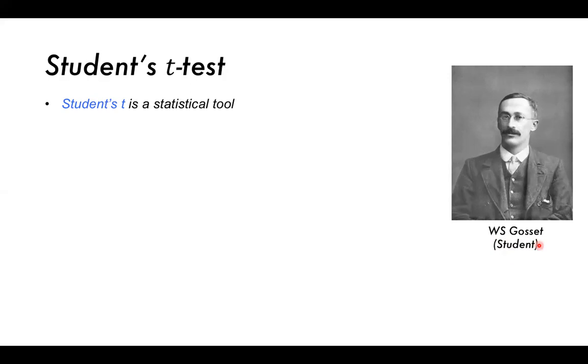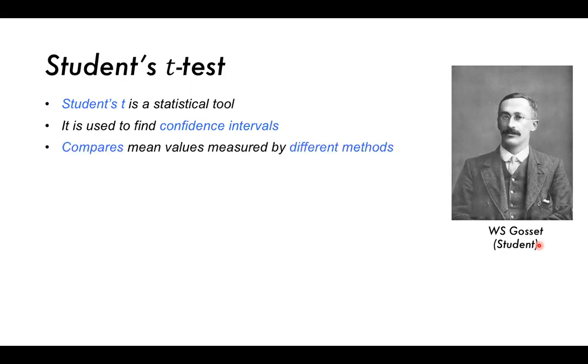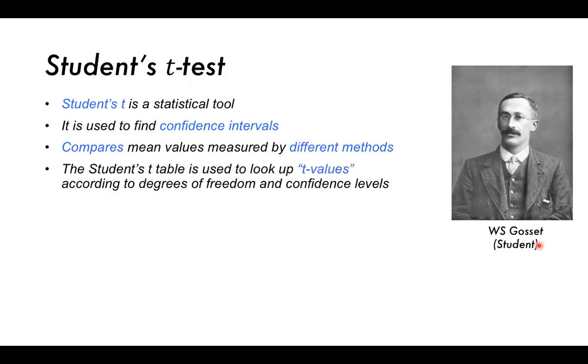Normally, they didn't publish their results because they wanted to keep it a secret so their competitors wouldn't get an edge. So the student's t-test is used to find confidence intervals. It compares mean values measured by different methods. And the student's t-table is used to look up t-values according to degrees of freedom and confidence levels. This is much like the F values that we saw before.